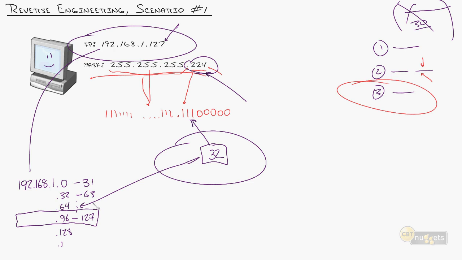So this happy computer comes from the network 192.168.1.96 through 127. That's his network. And whoa, hello, major problem. What's wrong with this picture? 127 is what? The broadcast address of that happy computer. He's not happy at all. He's not working because we assigned him the broadcast IP address for the network. He's not going to function.